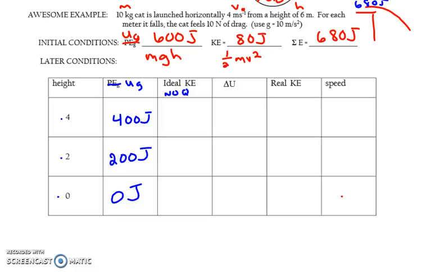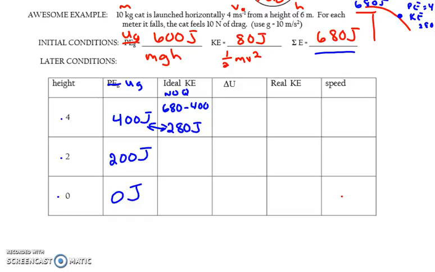Now, where did all that potential go? The law of conservation of energy says our total energy at the beginning has to equal our total at the end. If we started with 680, and at a height of 4 we only have 400 potential, then our kinetic must be the total minus whatever is in potential. So we are left with 280 joules of kinetic, and that's ideal, such that these two add to the total we started with. So at this point, 4 meters above, we have a PE of 400 and a KE of 280, such that our total is still 680.